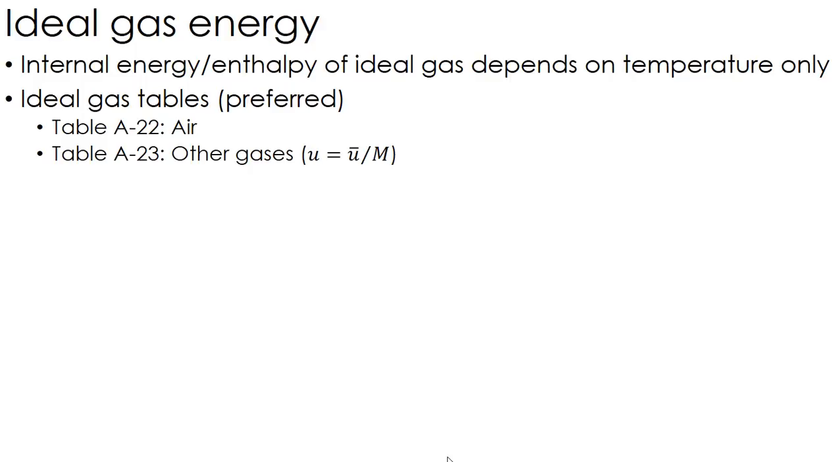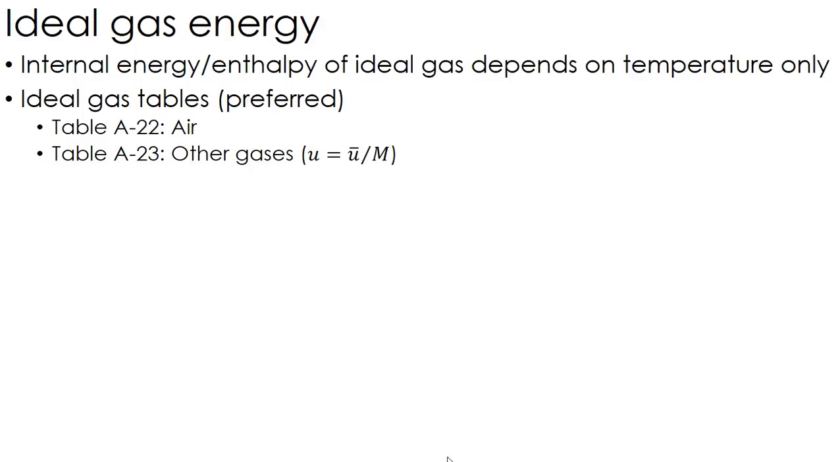Whenever I have a table, I should use a table. We have table A22, which tabulates air. And again, A22 is only dependent on the temperature. So if I know the temperature, I can directly look up either U or H in the table. Table A23 has gases like oxygen, carbon dioxide, nitrogen. And it also lists, again, directly from temperature, the enthalpy or the energy.